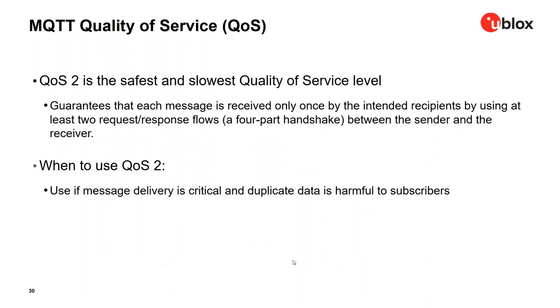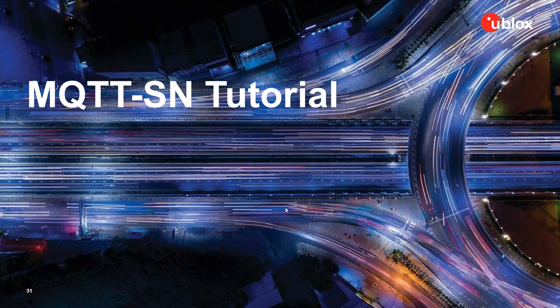So it's the safest quality of service level, but it's also the slowest. There are 4 handshakes in there, quite a lot of information flowing back and forth that all has to be received for everything to work. So we would use this where your message delivery is critical and any duplicate data would be harmful to the subscribers, that they're not geared up to deal with potential duplicates. So that's MQTT and the basic principles of the core protocol.